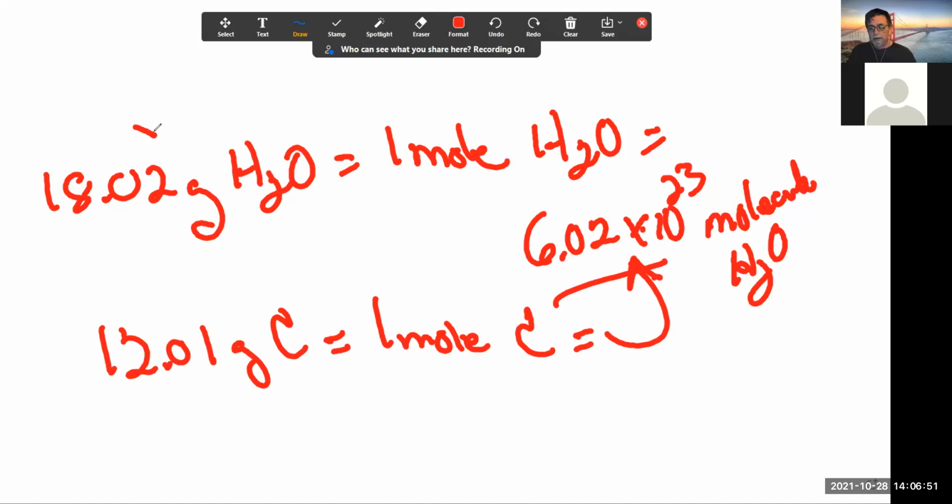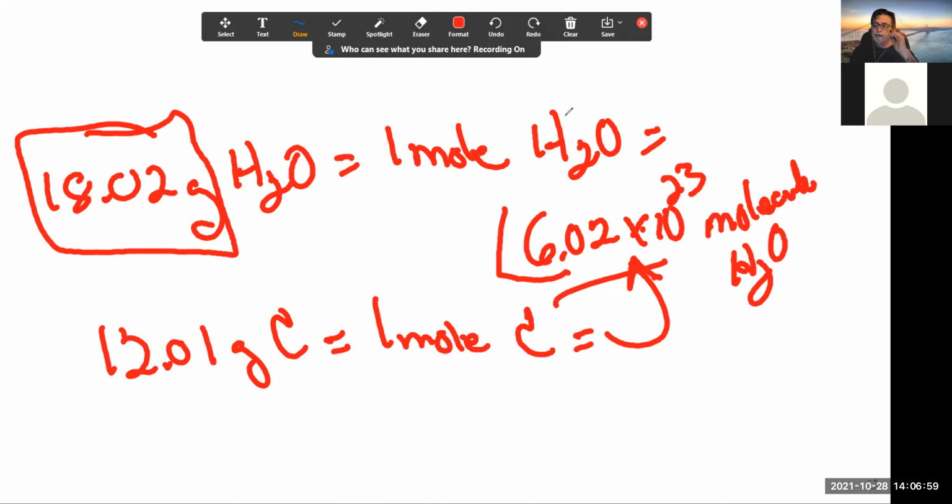Now, if 18 grams of water gives you that humongous number, I want you to imagine the quantity of water molecules that are in your body.